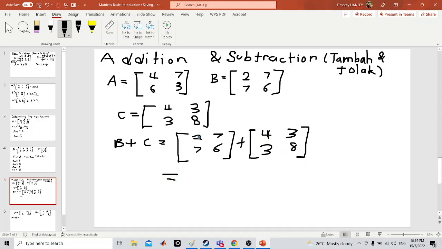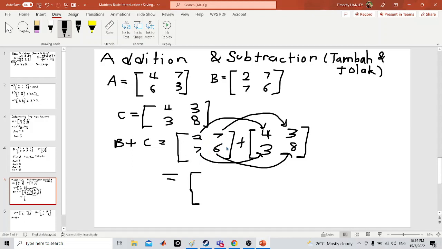And the next step is you guys have to plus the same row and column. So what I mean by that is, for example, 2 is the same row and column as 4, and 7 is the same as 3, and 3 and 6 and 8. So what you guys have to do is just plus the number.